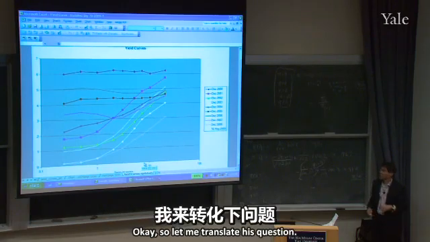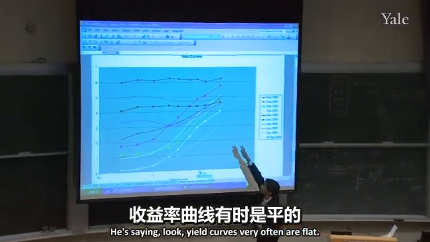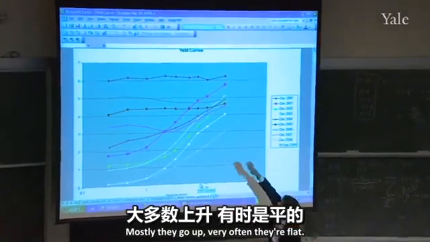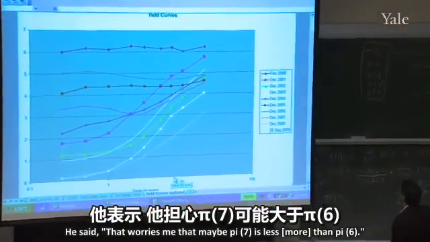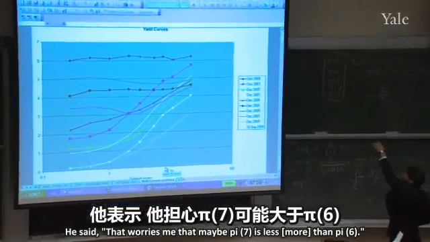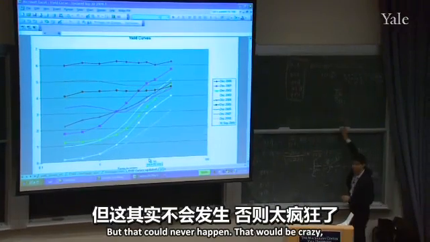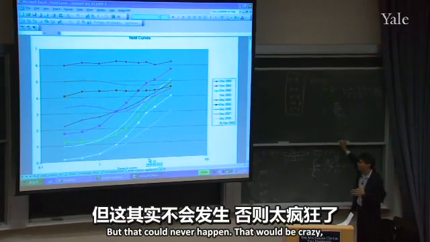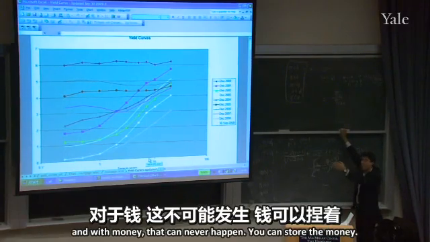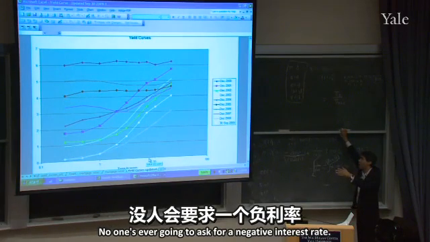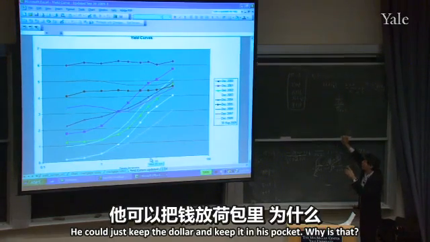Okay, so let me translate his question. He's saying, look, yield curves very often are flat. Mostly they go up. Very often they're flat. Sometimes they even start to go down. And he said, that worries me that maybe pi 7 is less than pi 6. Okay, but that shouldn't, that could never happen. That would be crazy, because that would mean that there would be a negative interest rate in the future, and with money that can never happen. You can store the money. No one's ever going to ask for a negative interest rate. He could just keep the dollar in his pocket. Okay, so why is that?